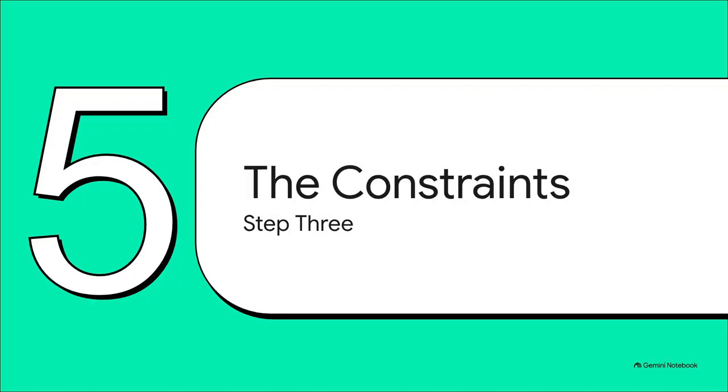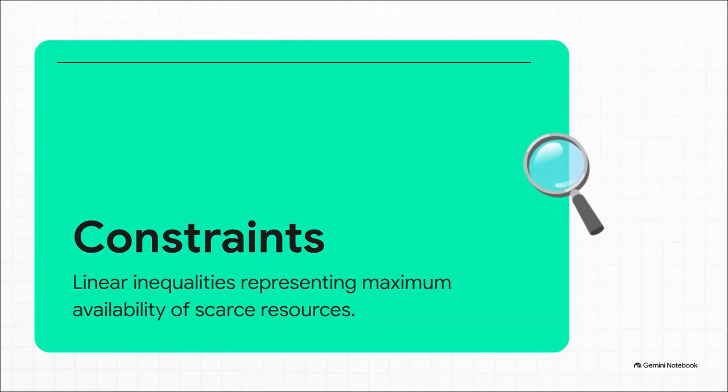Section 5, step 3, the constraints. Now, in a perfect world, we just produce infinite quantities of X and Y to make infinite profit, right? But in actual business, you never have infinite machinery or raw materials or labor. Constraints are linear inequality relationships that represent these harsh real-world realities. They represent the maximum availability of scarce resources that physically limit just how much a manager can actually pursue that objective function we just created.